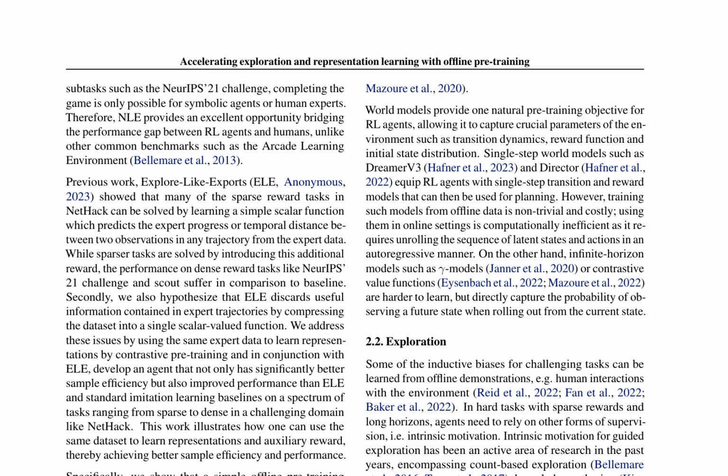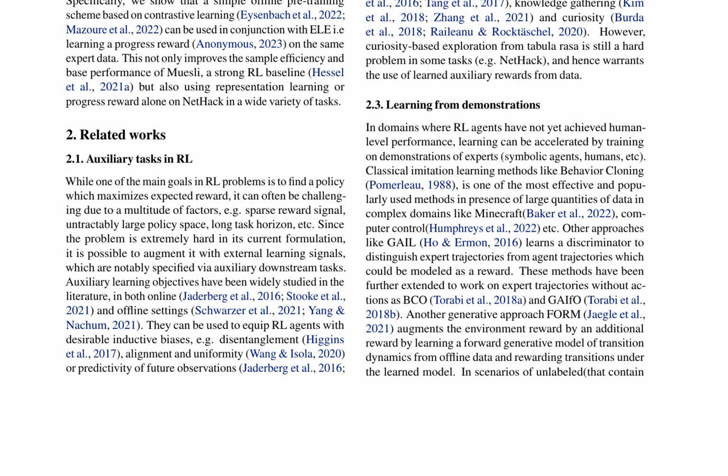This work addresses these limitations by utilizing the same expert data to learn representations through contrastive pre-training, achieving better sample efficiency and performance than ELE and standard imitation learning baselines. Specifically, a simple offline pre-training scheme based on contrastive learning can be used in conjunction with ELE, learning a progress reward on the same expert data. This improves the sample efficiency and base performance of Muesli, a strong RL baseline, on a wide range of tasks in NetHack.